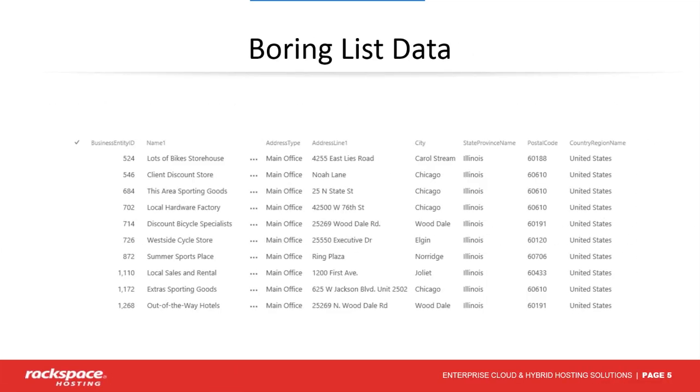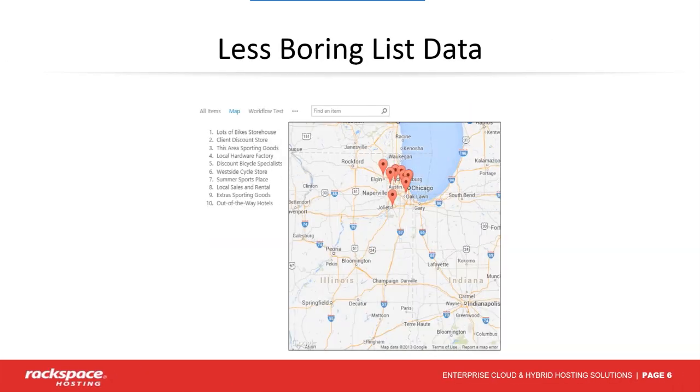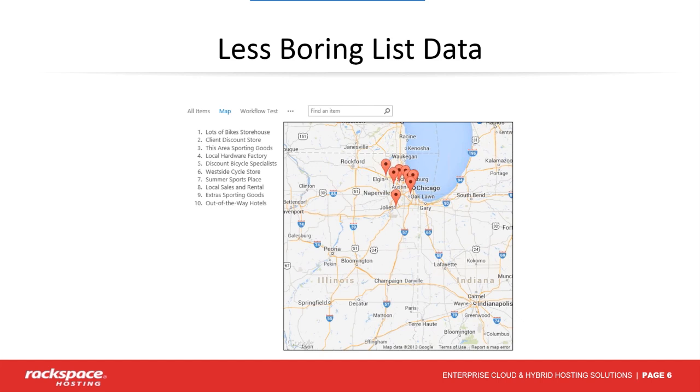So basically what I'm talking about is we've got a list in SharePoint. In this example, I've got a list of stores that I imported from the AdventureWorks database. And it looks just like plain boring old list data. And we want to convert that into being a little bit less boring list data.